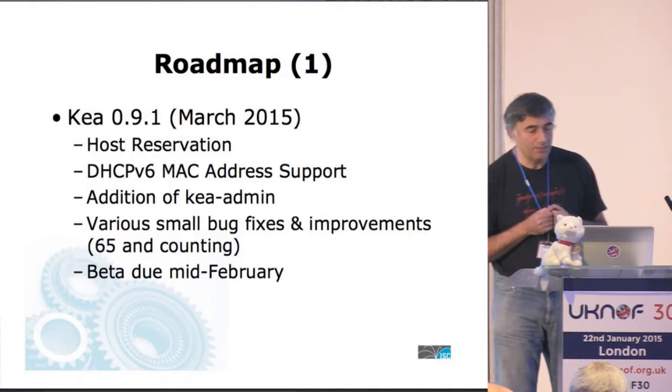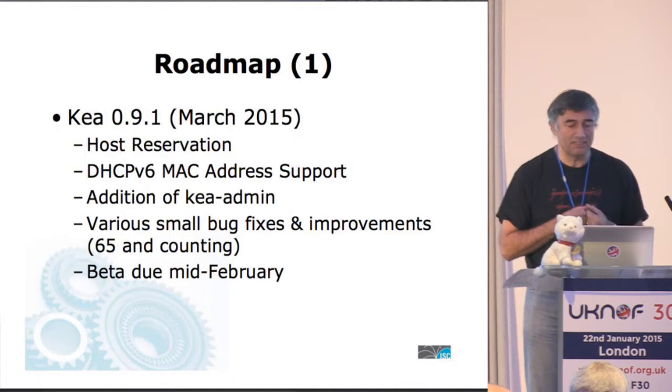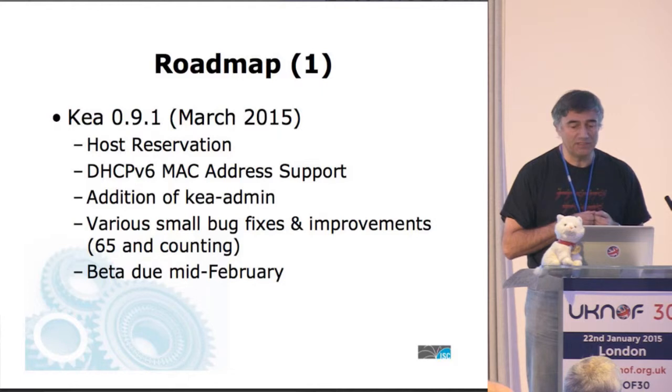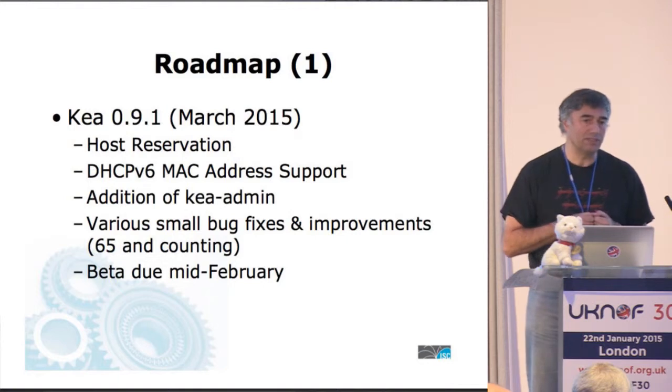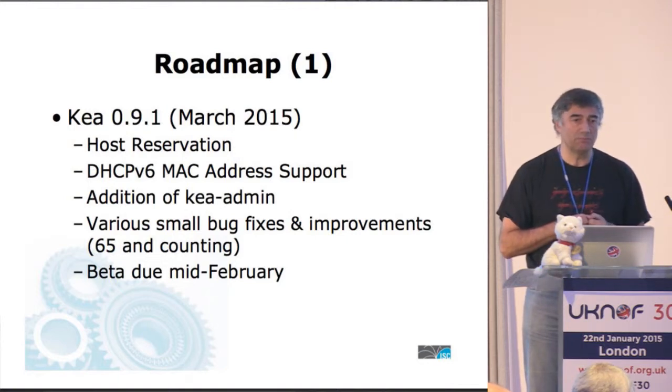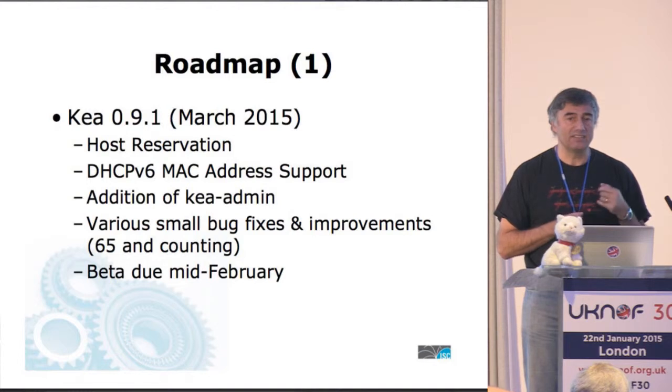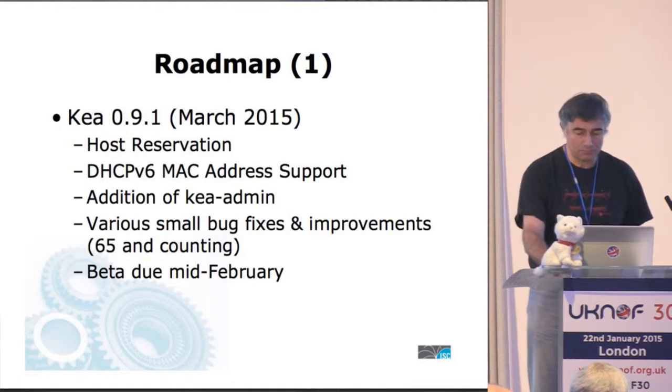We've also added a utility to help you manage the lease database, Kea Admin, and we've made various bug fixes and improvements, 65 and counting at the last time I checked. The beta release is due mid-February. Although we're not yet at 1.0, we are aware of people who are using Kea 0.9 in production systems, and we have tweaked the 0.9.1 work to support another customer who's planning on deploying it later this year.